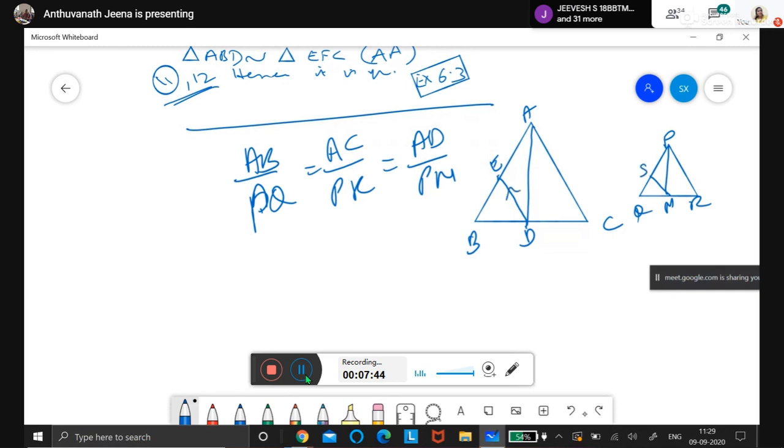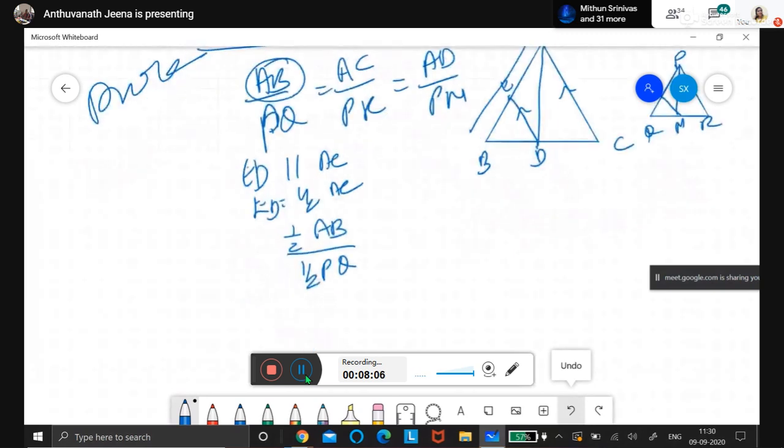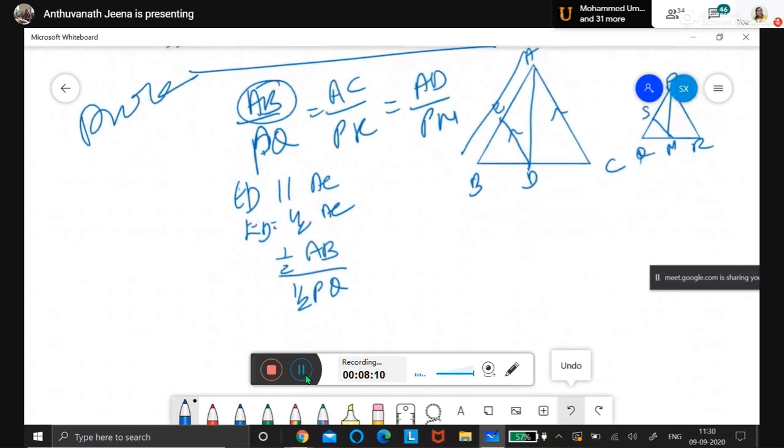So ED is parallel to AC. That means ED is half of AC. Now you come back to the given in the proof. Instead of AB, you take half of AB, half of PQ. Halves of equals are equal, right? So instead of half of AB, we can write AE. AE by PS. AE by half of PQ is PS.